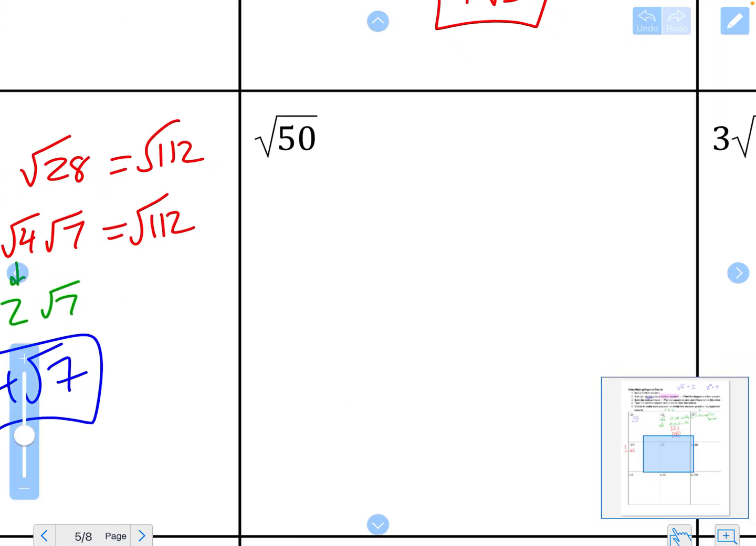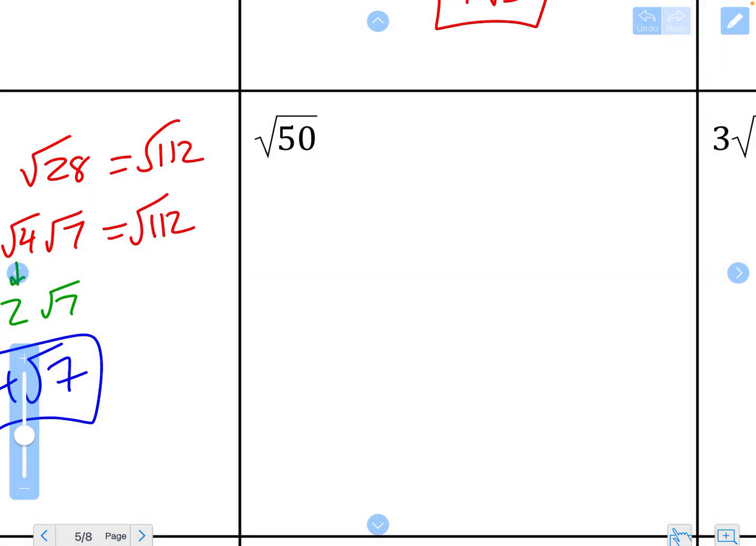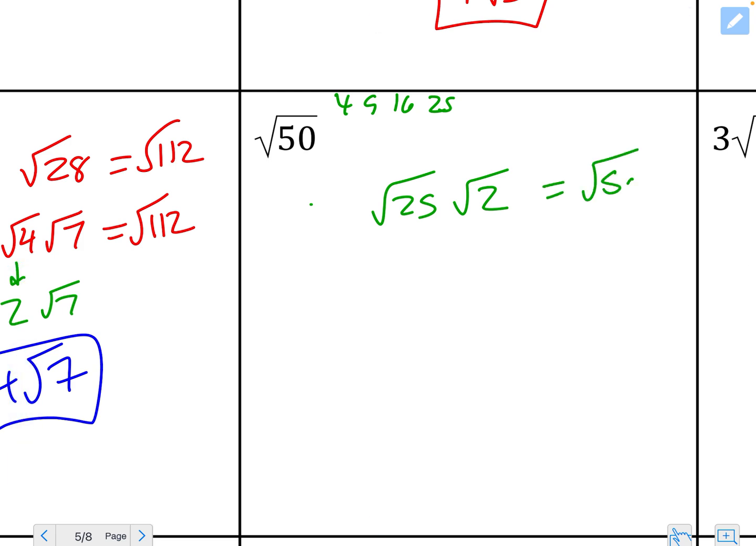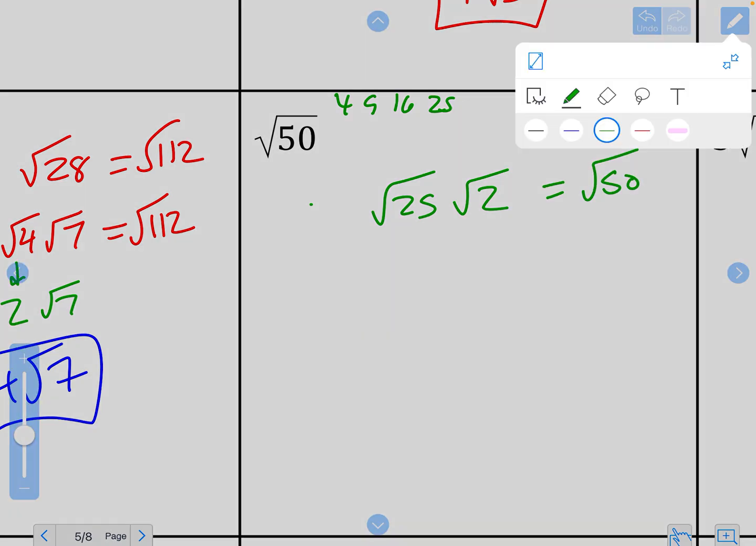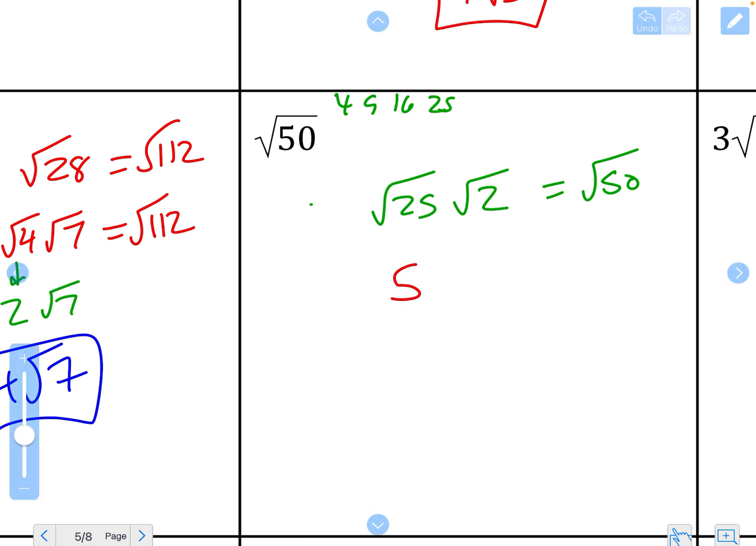All right, 50. Again, we're looking at 4, 9, 16, 25. I know that I can divide 50 by 25, and I get the square root of 25 and the square root of 2, which is going to equal the square root of 50. So I know that the square root of 25 is 5. I cannot simplify the square root of 2, and that is my answer.